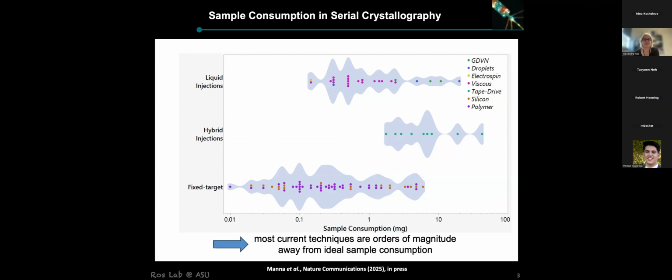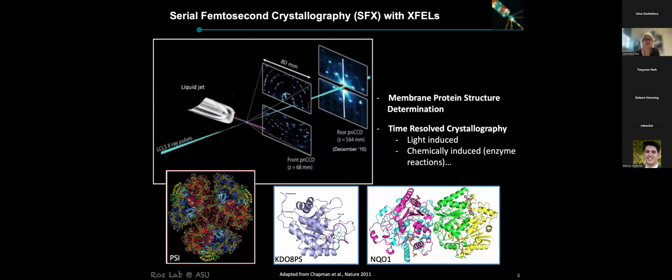Anyways, as I mentioned, one of the still very commonly used methods to bring crystals into the path of an XFEL beam is liquid injection with our gas dynamic virtual nozzle. And that's depicted in this schematic.